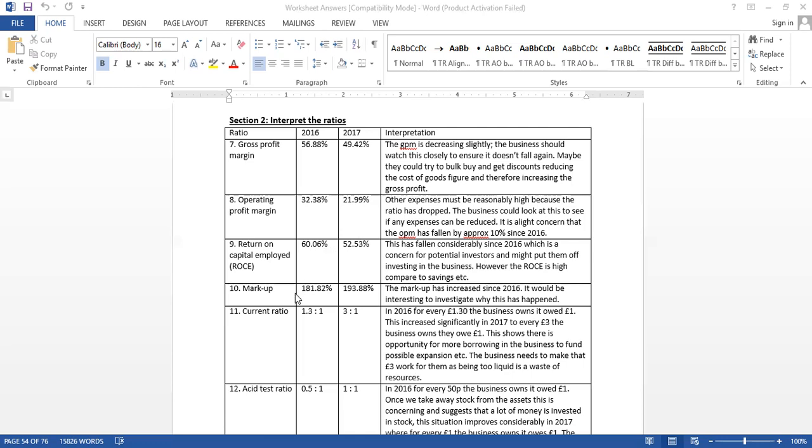Look at the markup. 181, 193. The markup has increased since 2016. It would be interesting to investigate why this has happened, because we don't have enough evidence for that, right? So you have to investigate why this has happened.